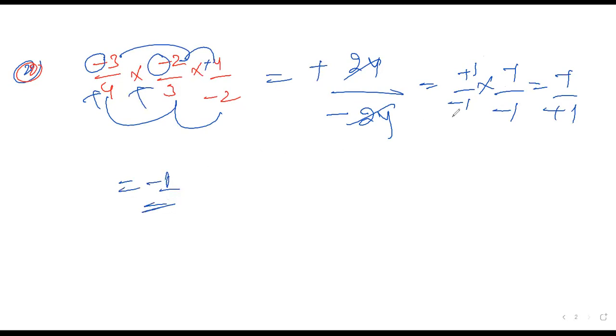Am I clear? If the denominator is minus, the minus automatically goes to the numerator. How did we get that? I multiplied minus 1 with the numerator and the denominator. Like this, we have to do it. It is clear, right? This is the way you need to do it.